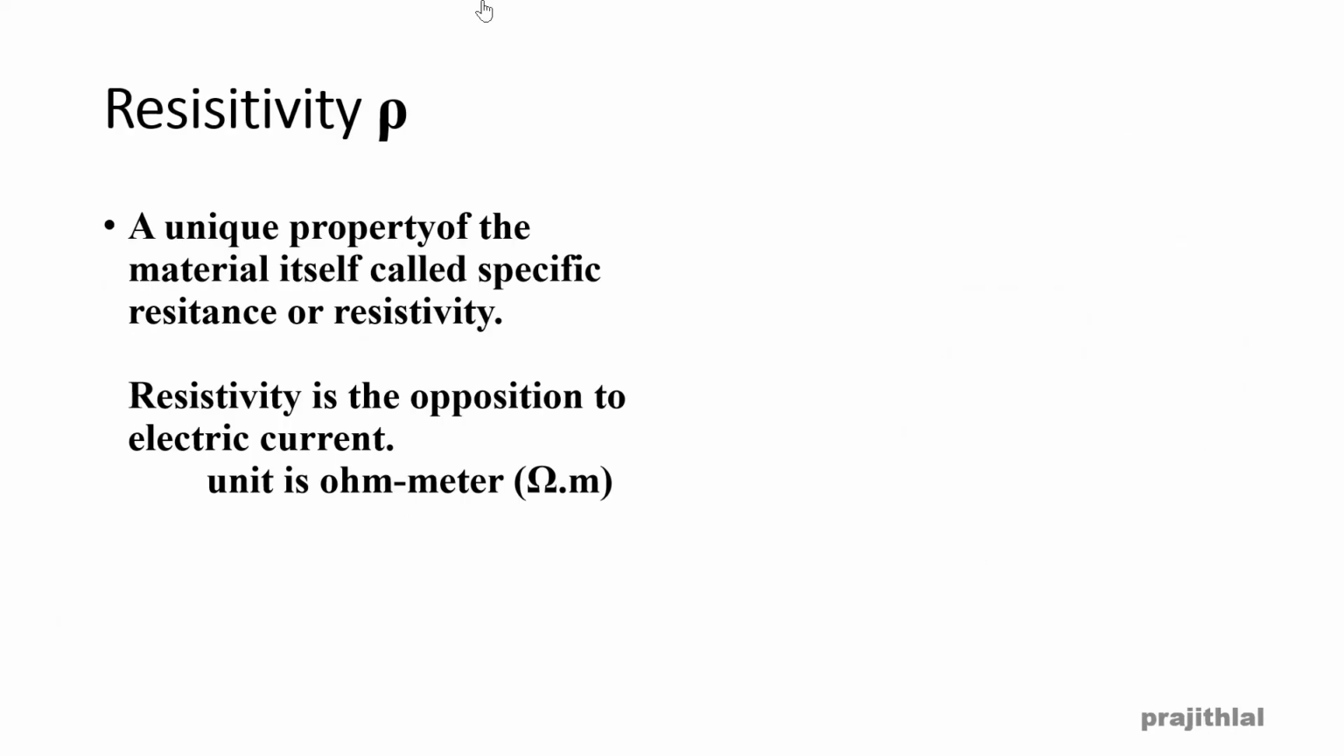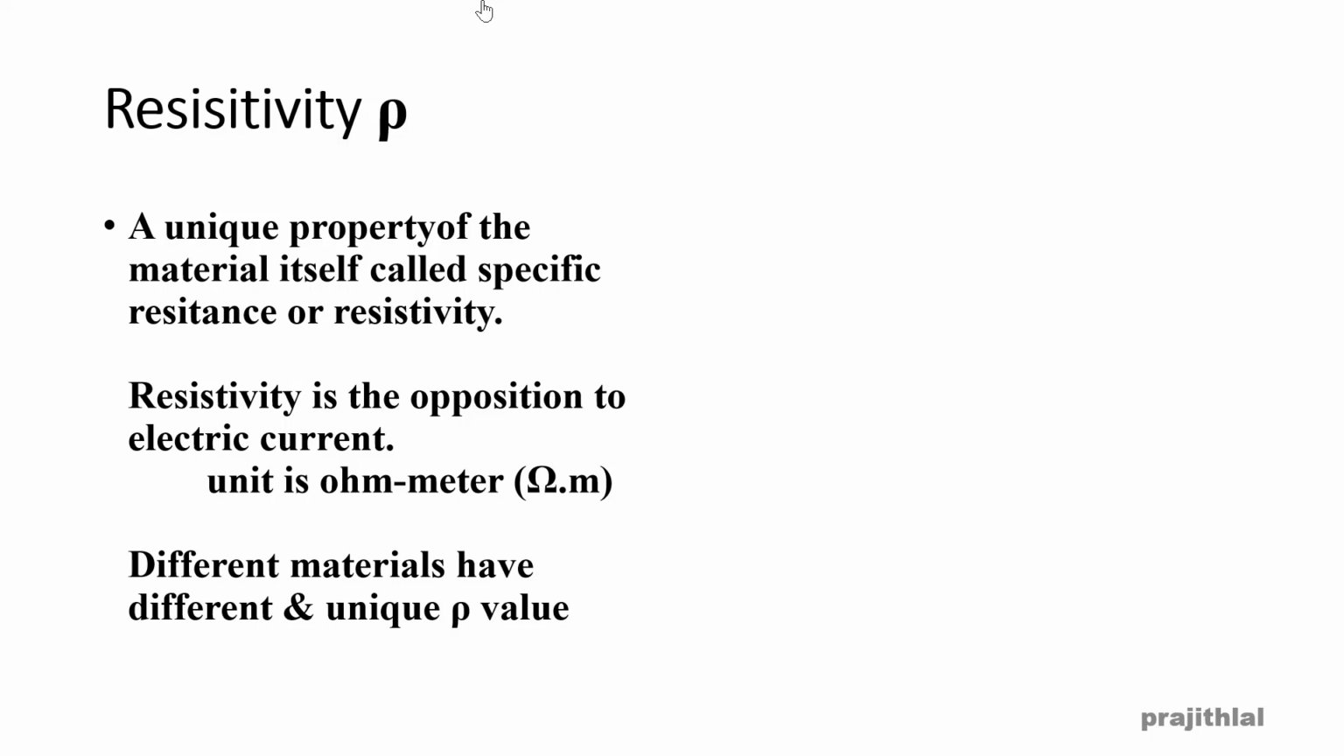Resistivity rho. Resistivity is a unique property of the material itself, called specific resistance. So resistivity is the opposition to electric current and the unit of resistivity is ohm meter. Different materials have different and unique rho values. That means if we take two elements, say copper and silver, the resistivity of copper is unique and silver is also unique. So they have different rho values, each unique to its own material.